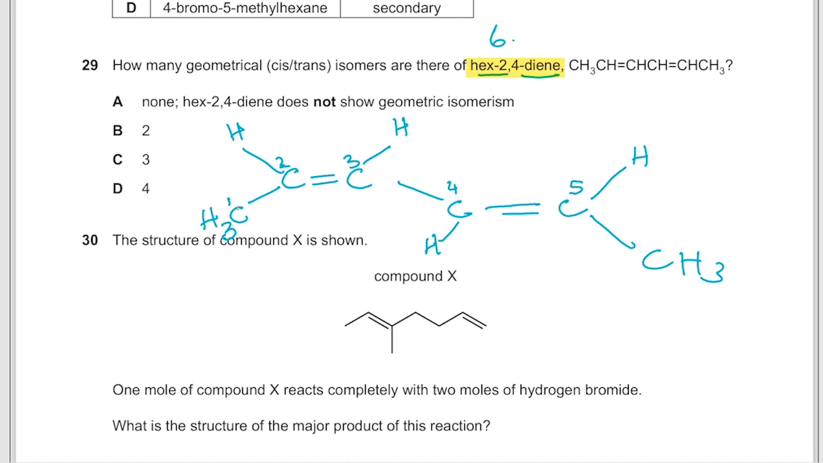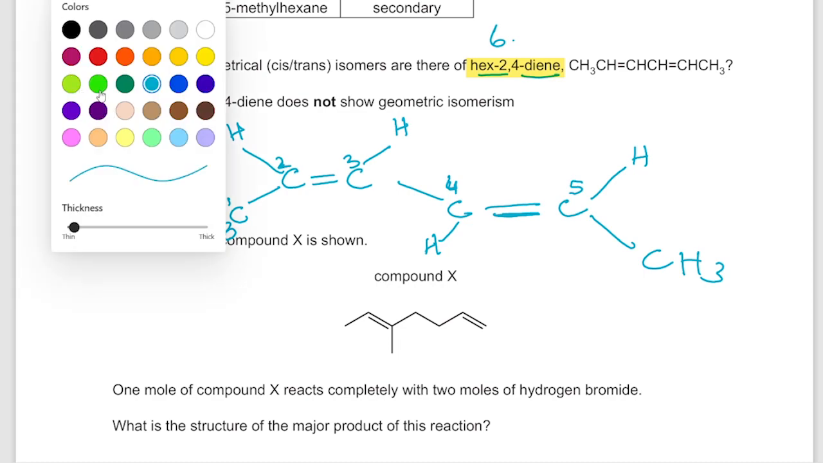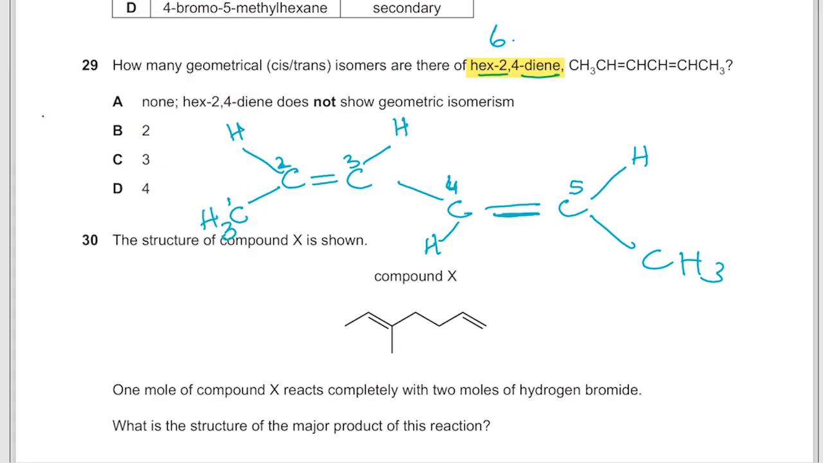Hex means 6 carbon atoms are there: 1, 2, 3, 4, 5 and 6. 2,4-diene means a double bond is present at position 2 and a double bond at position 4. Is this structure clear to you? Yes, ma'am. Okay, now look at this structure and at the position of the hydrogen atoms. This one is the cis and this one is the trans. So this shows cis and trans geometrical isomerism.